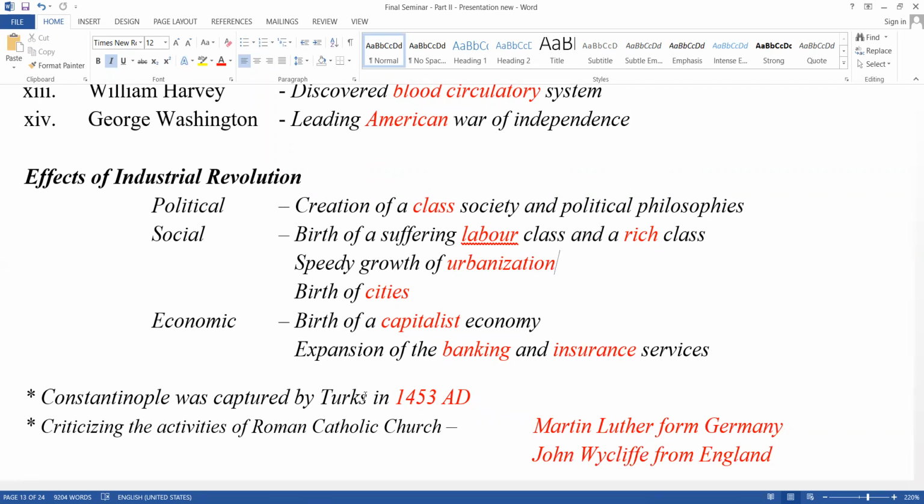Martin Luther from Germany, John Wycliffe from England. There are some others also, but I mentioned only two here. Those who criticized the corruptions of the Catholic Church.